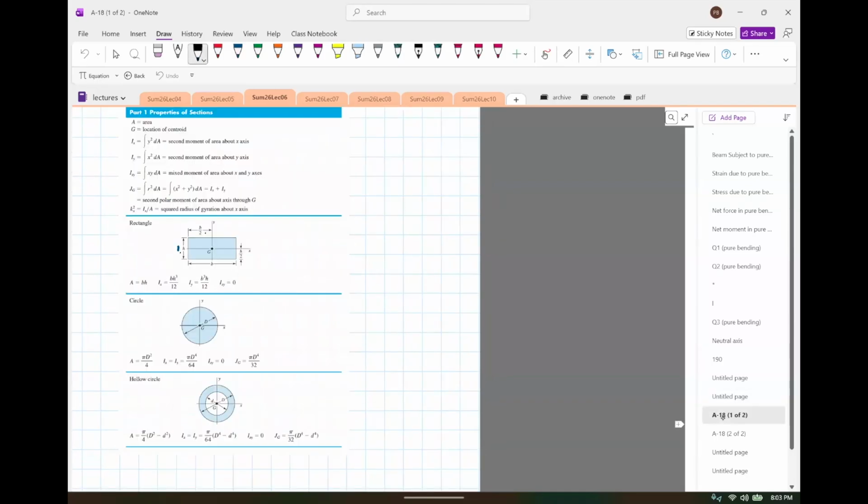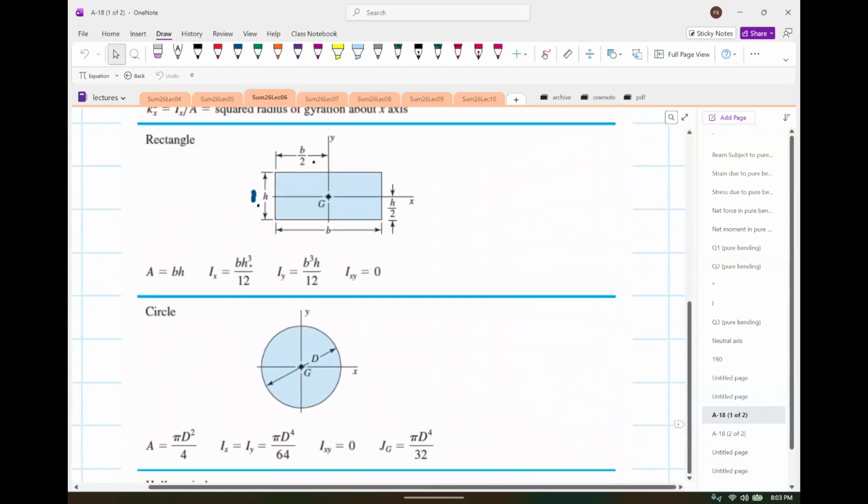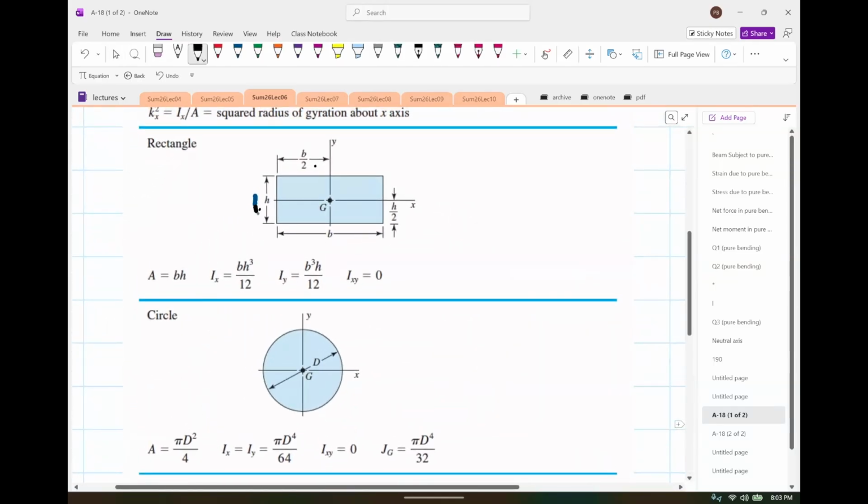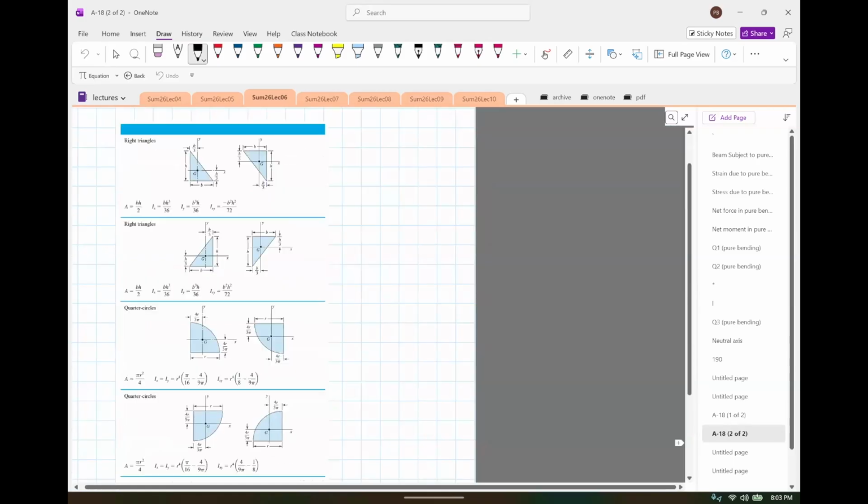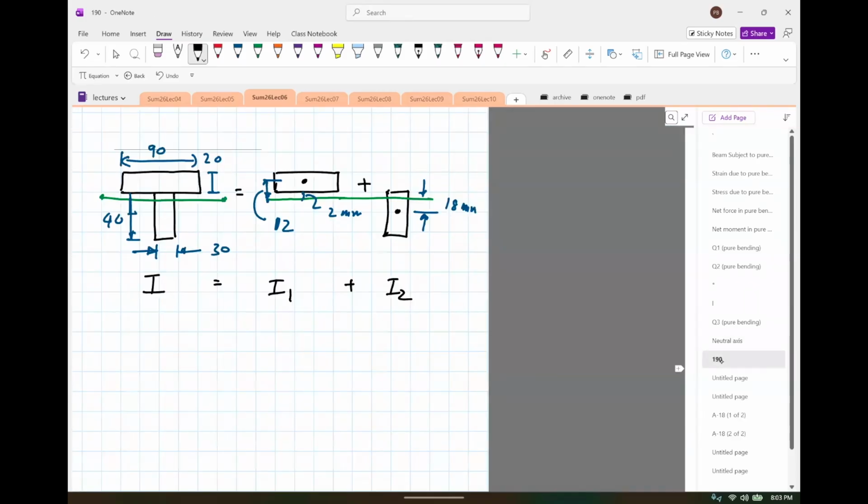Now for I1, again, if you look here, the formula is BH cubed divided by 12. I'll zoom it a little bit. It's BH cubed. So B is base, H is height. So what you need to do is first find the I1 about its own axis. So I1 would be B for this one is 90 times H cube, height is 20, divided by 12. So that's the planar moment of inertia about its centroid.